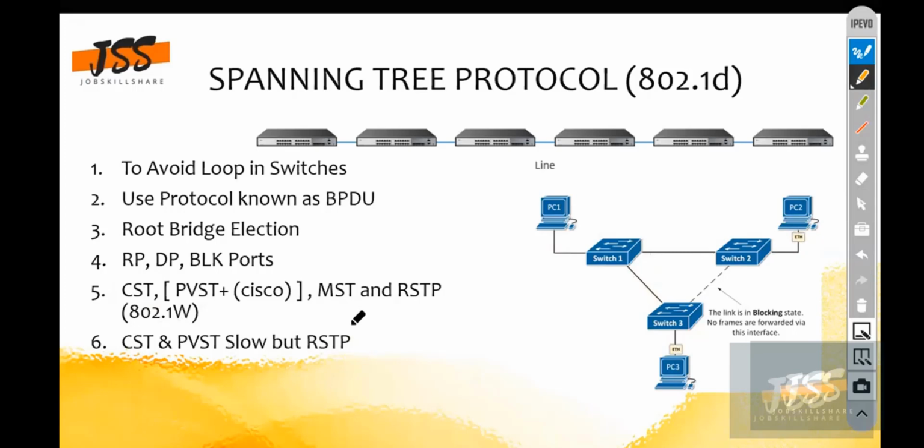So the engineers came up with a solution, RSTP, which is much, much faster than these legacy spanning tree protocols. You just have to remember which one is the fastest. RSTP is the fastest. At this stage, just remember this. No need to worry about the detail, which we are going to cover in CCNA.